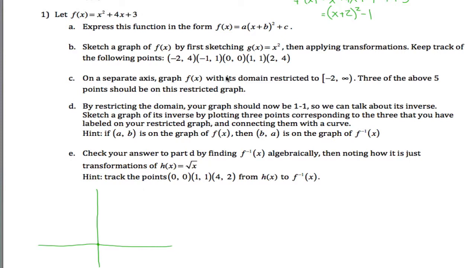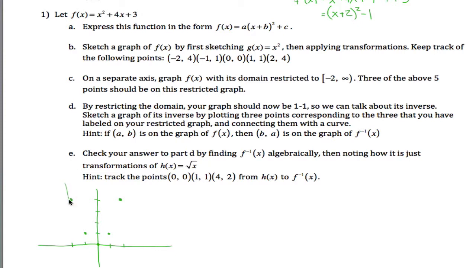So I first want to graph just x squared. When x equals 1, y equals 1. And when x equals 2, y equals 4. When x equals 0, y equals 0. When x equals negative 1, y equals 1. And when x equals negative 2, y equals negative 2 squared, which is 4.